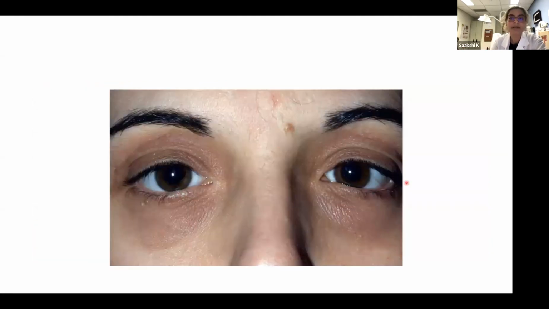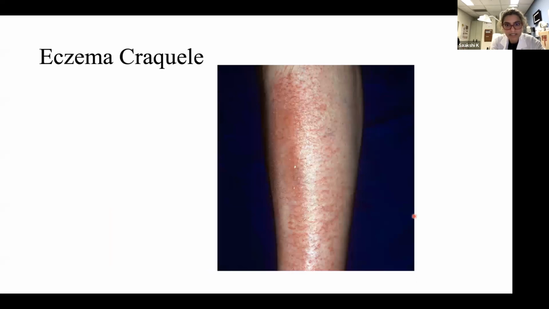Eyelid eczema is a very common place to have atopic dermatitis or eczema. And when I say eczema, this is kind of like the catch-all term for an itchy rash on the skin. Eczema has different subtypes. So if the patient just has it on their eyelid, it's eyelid dermatitis.